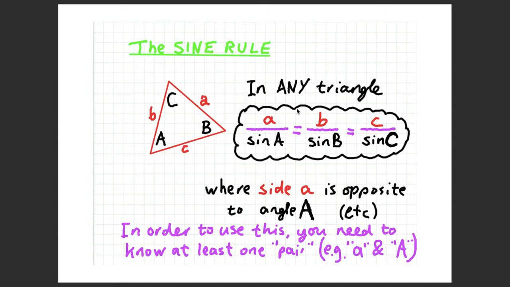So in any triangle, says the sine rule, a over sine A, so that's side a over the sine of angle A, equals side b over the sine of angle B, equals side c over the sine of angle C, where side a is opposite to angle A, etc. So in order to use this, you need to know at least one of the pairs. You need to know, for example, both A's in order to evaluate anything with any certainty.